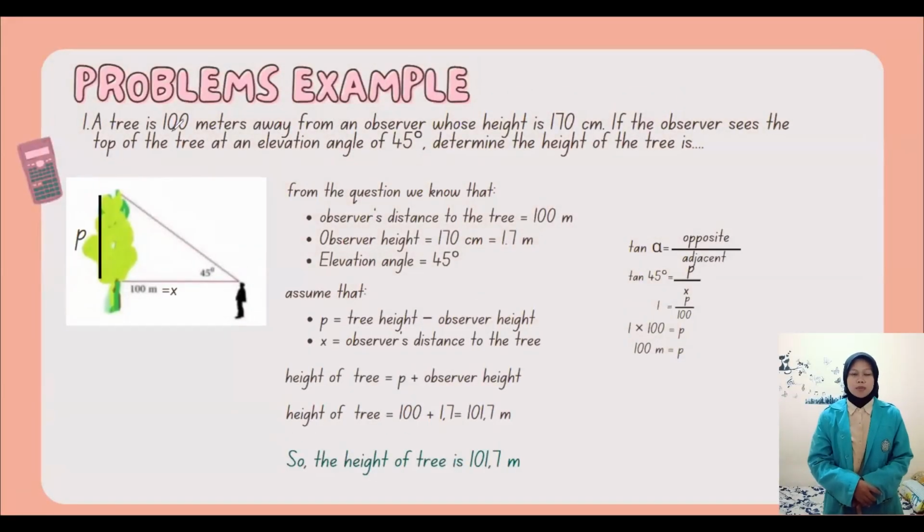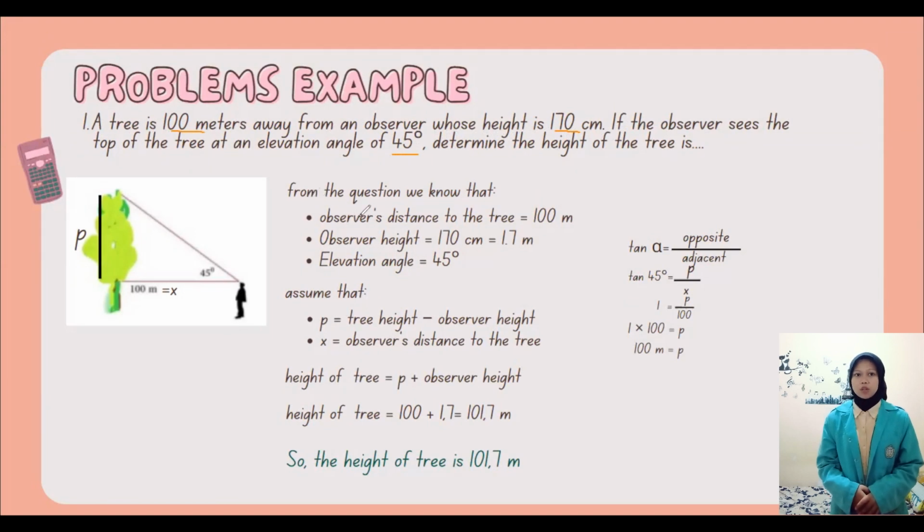Next, problem example. A tree is 100 meters away from an observer whose height is 170 centimeters. If the observer sees the top of the tree at an elevation angle of 45 degrees, determine the height of the tree.